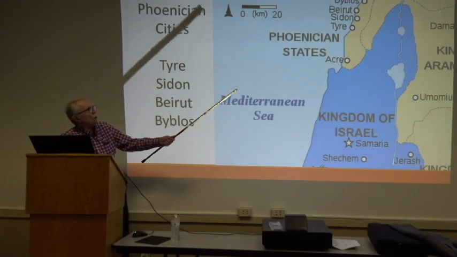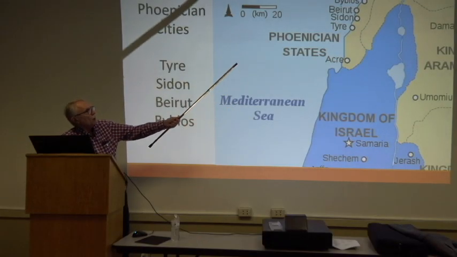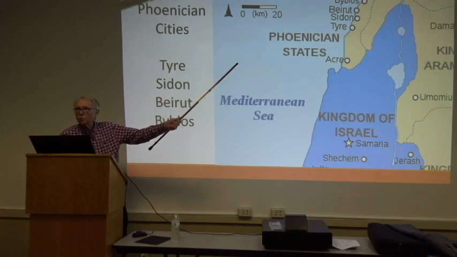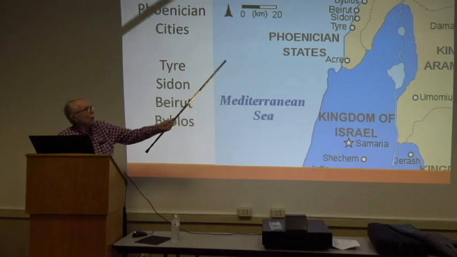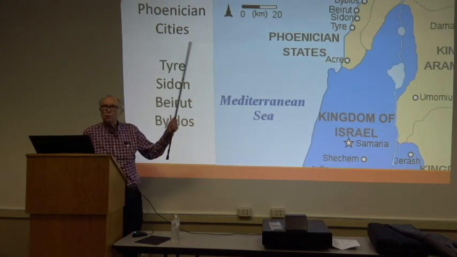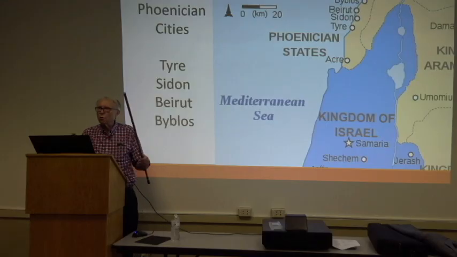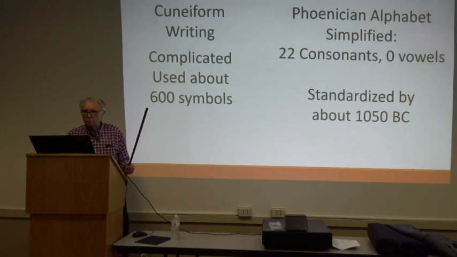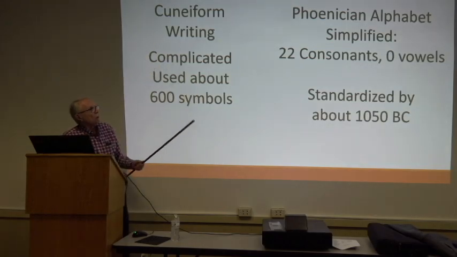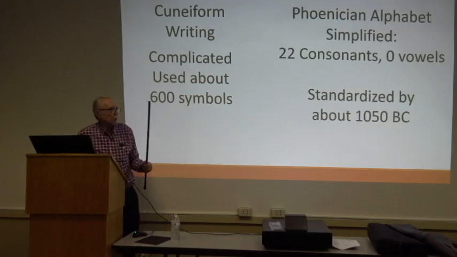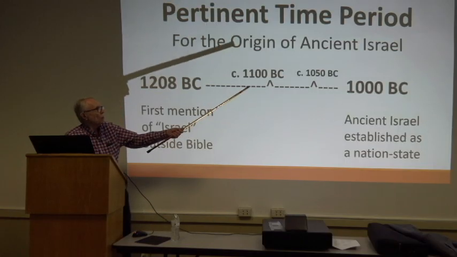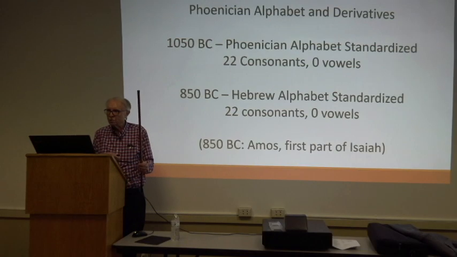So here's what it looked like in the north. Here's the kingdom of Israel, and up there you can see Tyre, Sidon, Beirut, and Byblos. That's all Phoenicia, or today it's called Lebanon. These are the Phoenician cities, which are big traders throughout the Mediterranean, and they're the ones who are inventing the alphabet. Cuneiform writing was very complicated, 600 symbols. The Phoenician alphabet was just 22 characters, all consonants, standardized by about 1050. So we're right in the period before the formation of Israel.